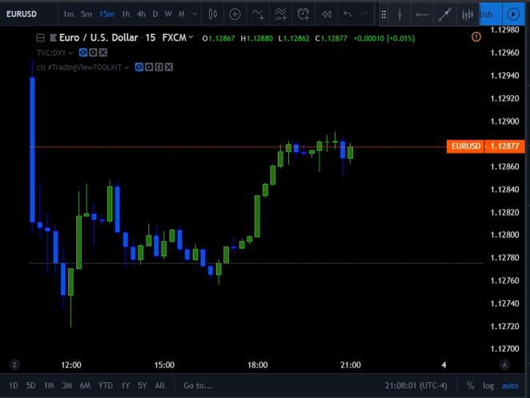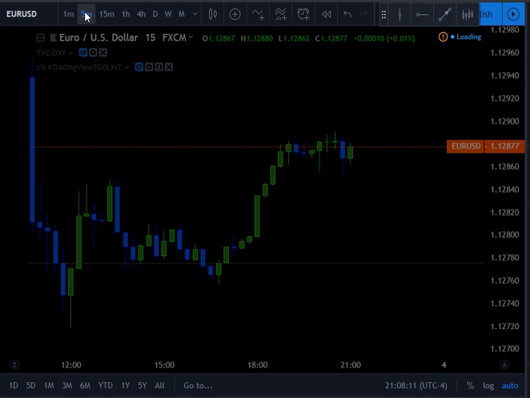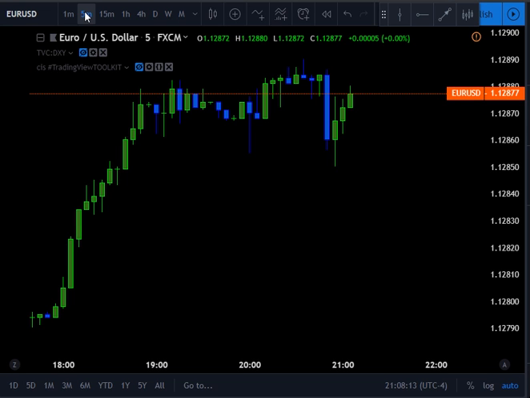In focus, the Euro US dollar. We're looking here at a 15-minute chart. I've actually made a trade entry, short Euro US dollar, at the 112.87 level. A few things we're looking at.